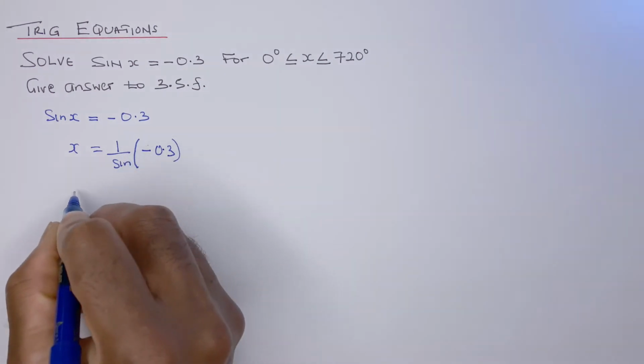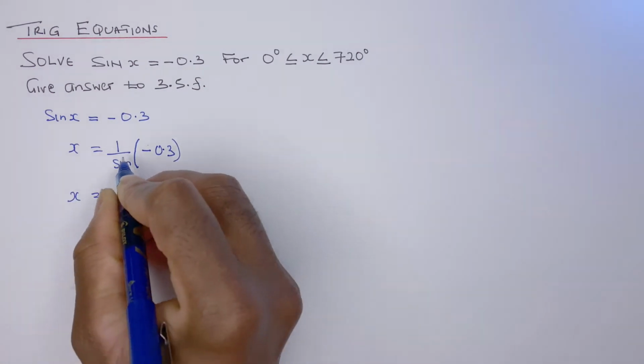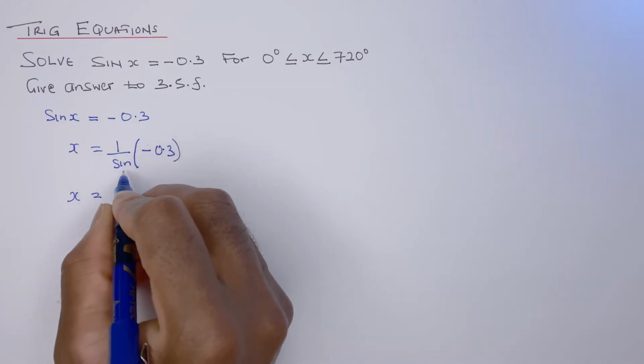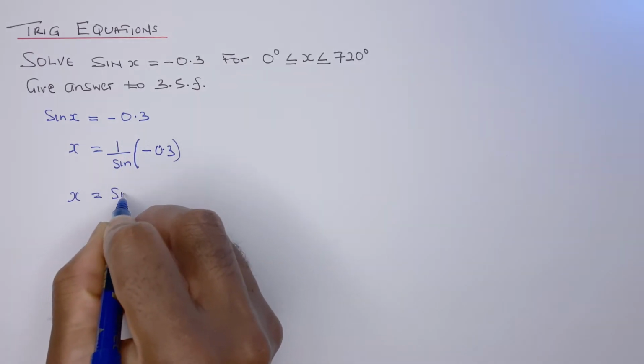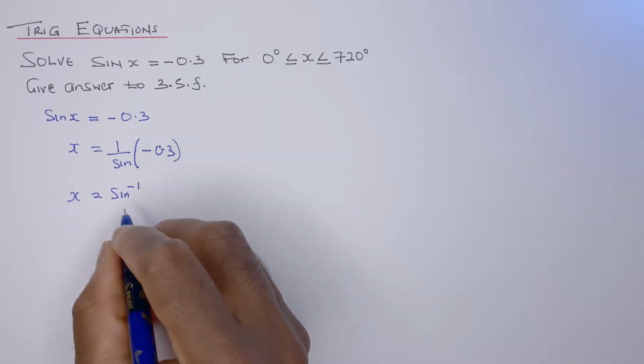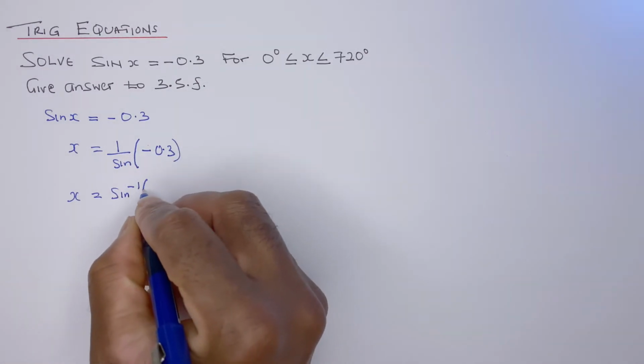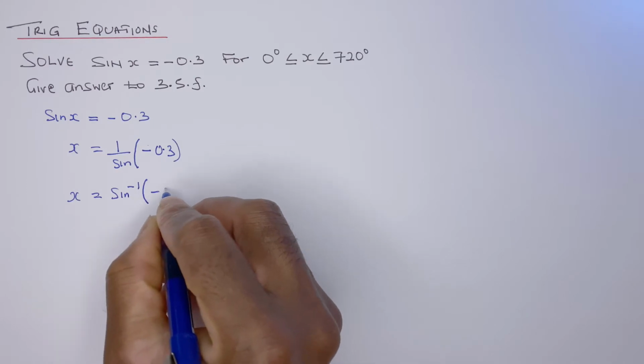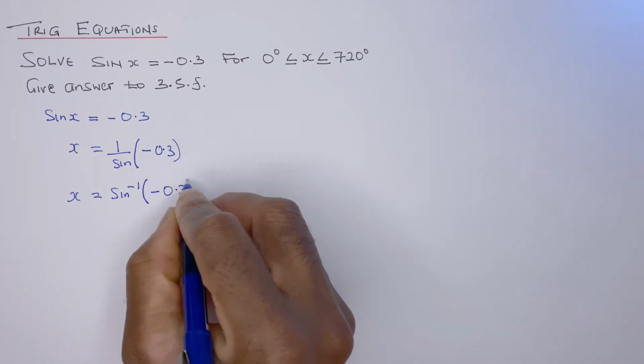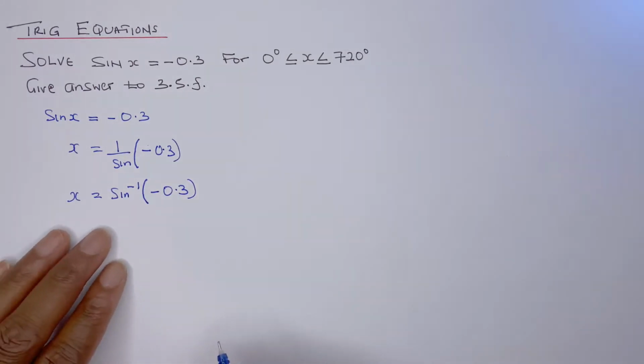And in indices, we know what that is. 1 over sine is sine to the power minus 1. 1 over something is something to the power minus 1 in indices. So that's just a reminder of the indices that we need to understand. So now this is what we want.